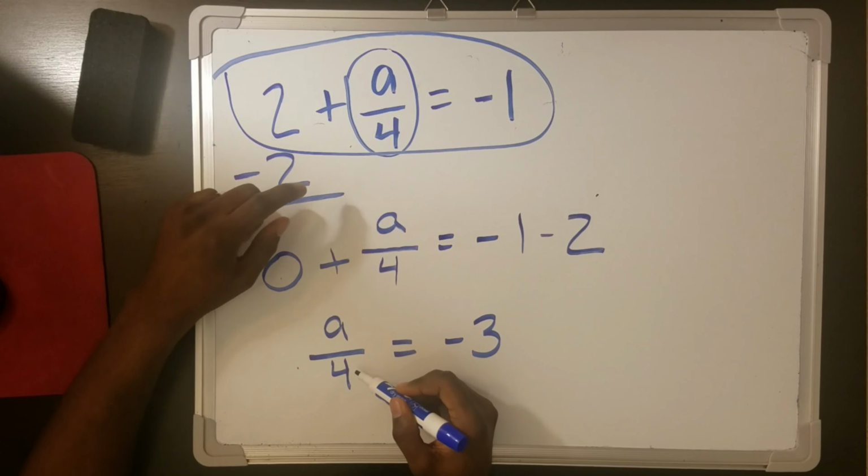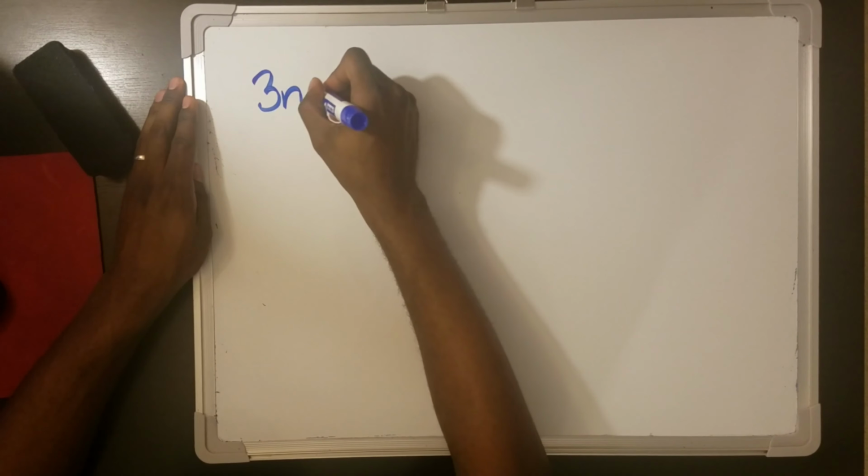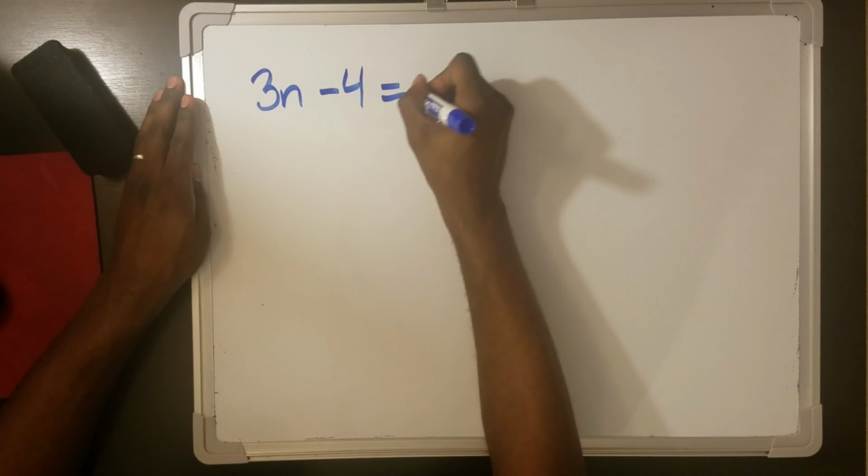Okay, so now we're going to go and look at number 12. It says 3n minus 4 equals 11. So we're going to write that. 3n minus 4 equals 11.